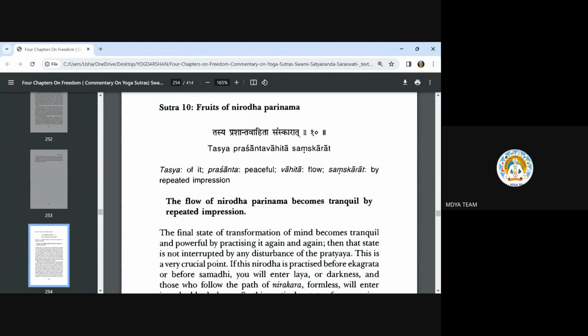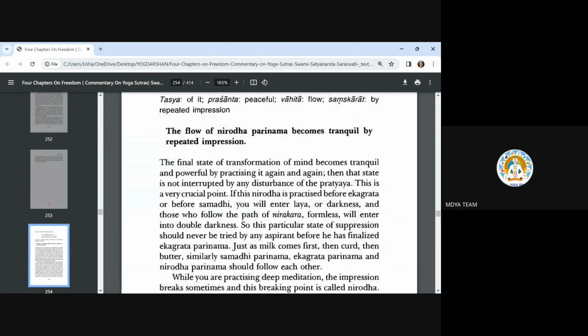This is the fruit or result of the Nirodha Parinama. This is the order in which it is progressing. You see, first we saw it was only for a second. Now we are seeing that it is for a prolonged period and we are seeing it as a continuous peaceful flow. That Nirodha samskara is present for a continuous period, for a long time. Clear with this?